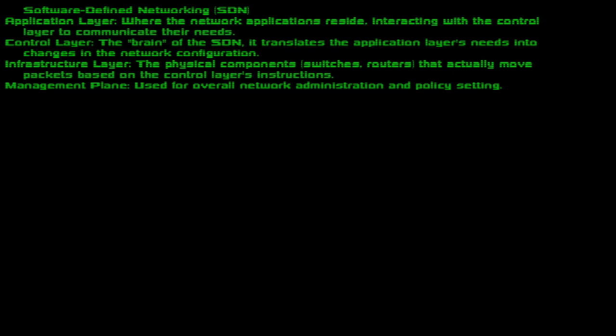Infrastructure layer. The physical components, switches, routers, that actually move packets based on the control layer's instructions. Management plane, used for overall network administration and policy setting.